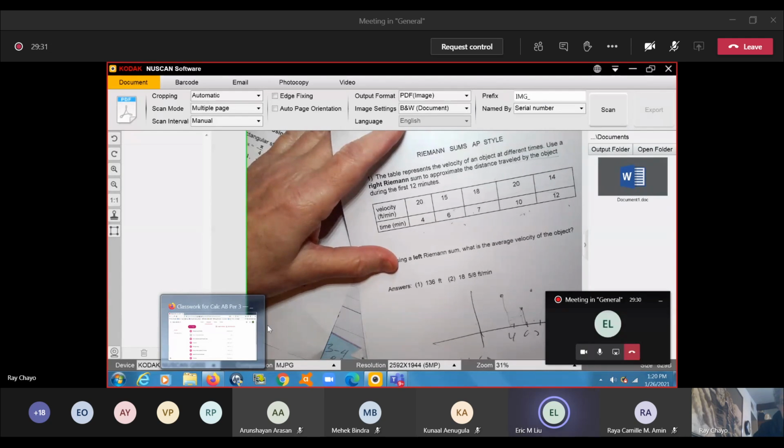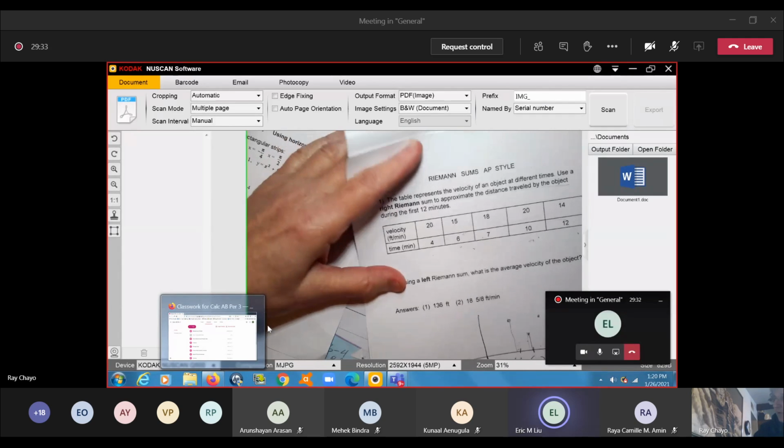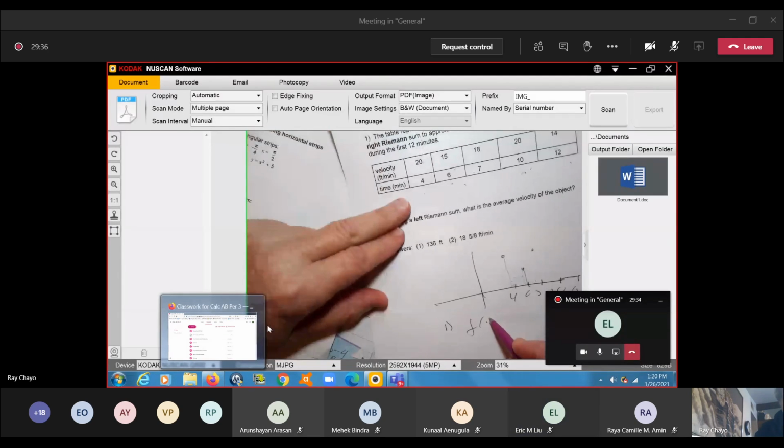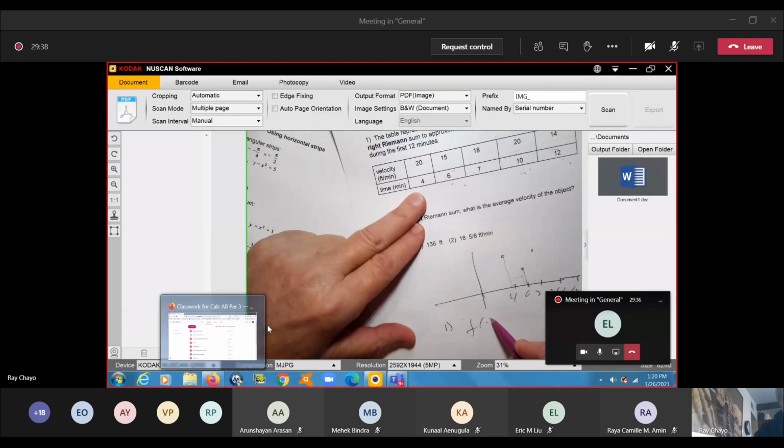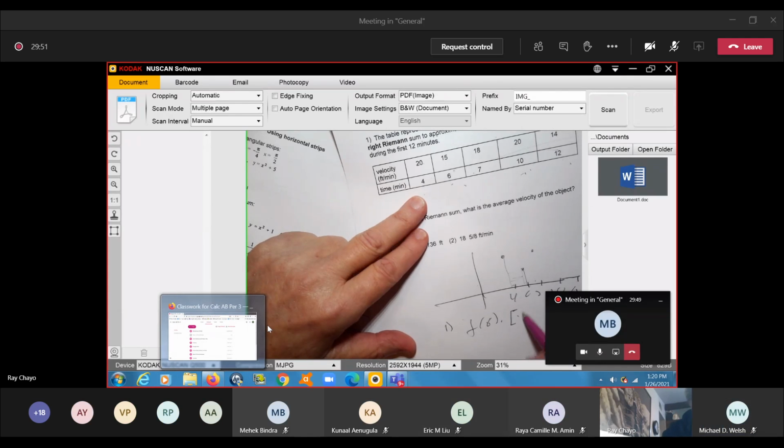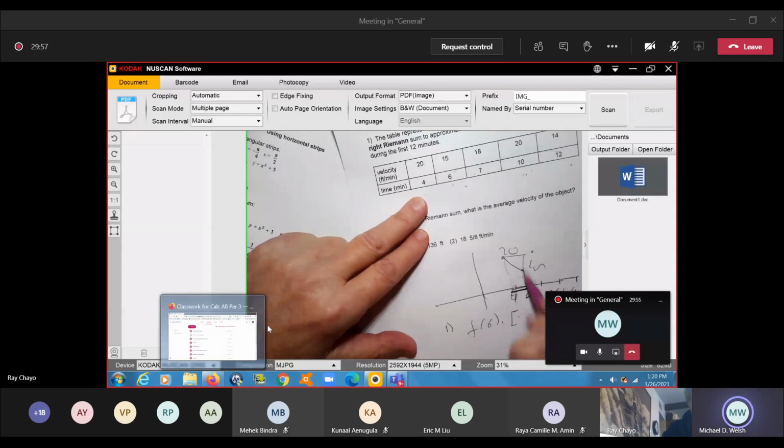Let's see, you start at 6. Yes. If it were left, you'd start at 4. I have you do it over here. Right, so it's f of 6. Now, what's the base? What's the base? I'm making a rectangle. Would it be 4? The base is 2.